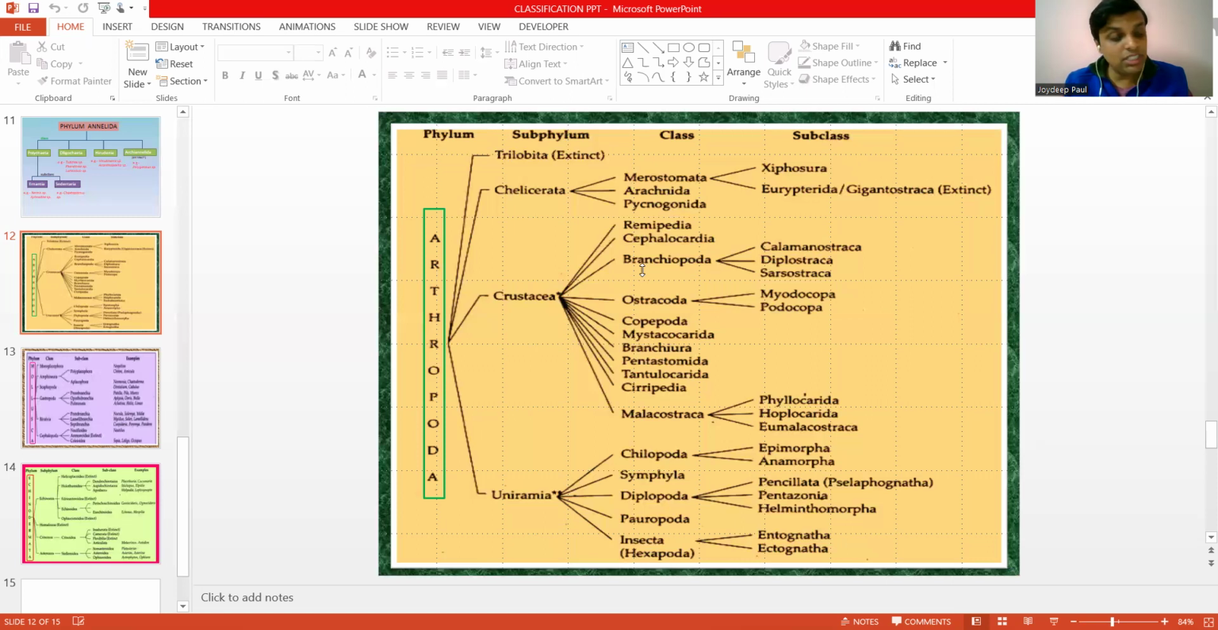Class 10, Cirripedia. Cirripedes are either sessile or parasitic marine animals, familiarly known as barnacles. Body poorly segmented and enclosed within a bivalve carapace. Example, Balanus sp. And the last class is Malacostraca.